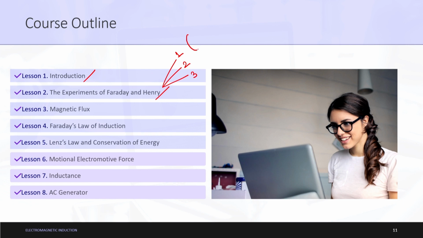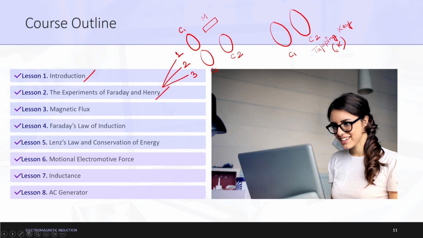Experiment 1 involved a coil C1 with a bar magnet. Let me denote the bar magnet by M. Then experiment 2 involved coil C1 and coil C2, and experiment 3 again involved coil C1 and coil C2, but this time there was a tapping key K involved.